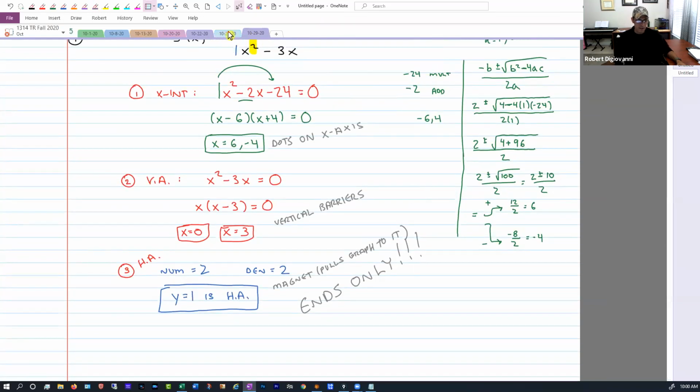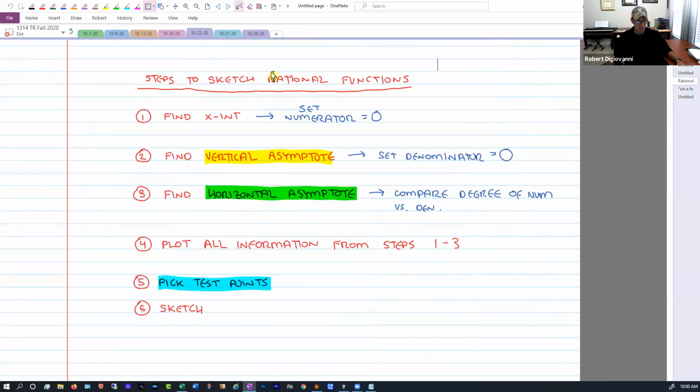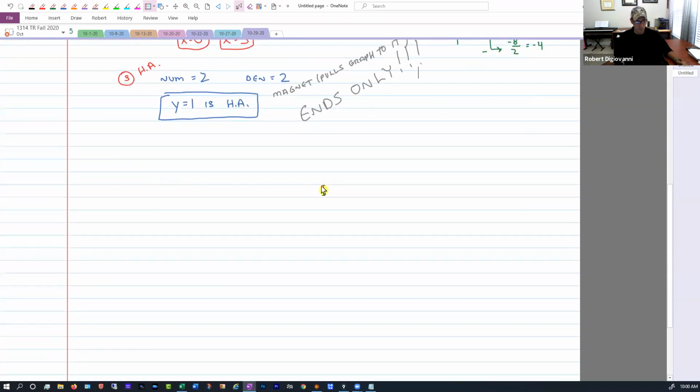All right, back to the steps. We've done the x-intercepts, done the vertical, done the horizontal. Now put everything on a graph. Okay, so here we go.